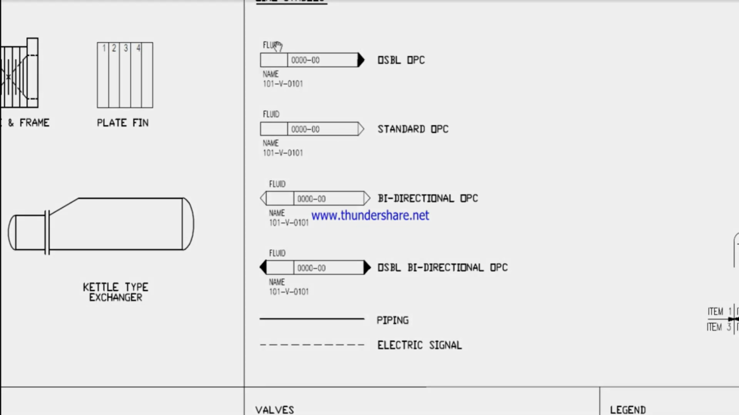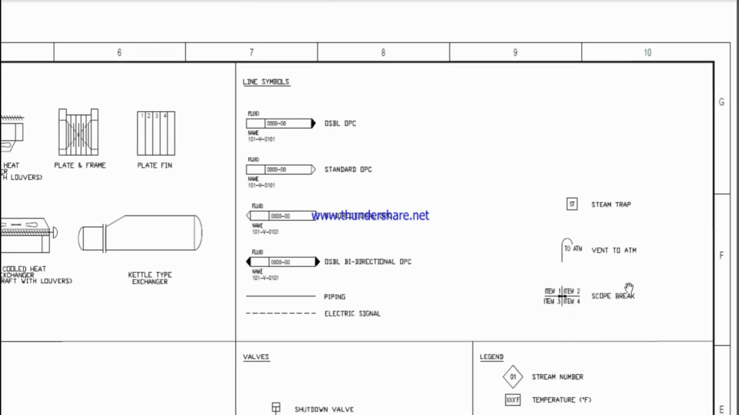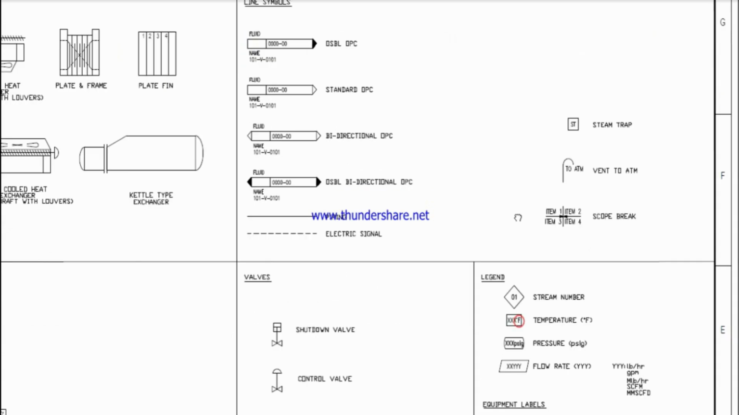An arrow filled with black color means the fluid is coming from outside of the building or unit, and a arrow without color fill depicts fluid coming from the same unit. Bidirectional fluids are shown as per the symbol you can see on your screens. As we already discussed, line types are used for piping and electrical signals. Other items like steam traps, vent, and spectacle break should be shown like this.